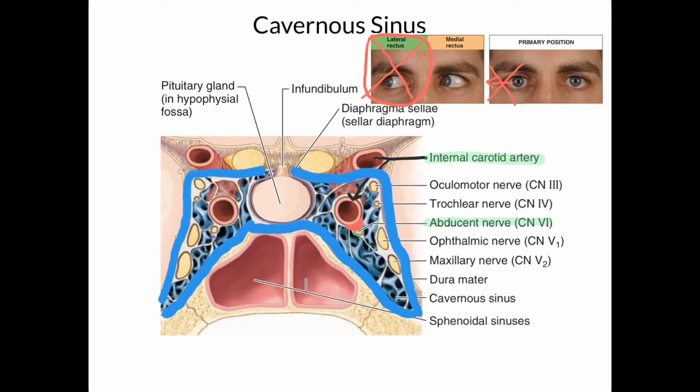We would like to know all the structures within the blue boundary because these are the structures within my cavernous sinus, especially as it pertains to my cranial nerves. We're going to have cranial nerve 3, oculomotor, cranial nerve 4, trochlear nerve, cranial nerve 6, abducens nerve, and my cranial nerve 5, V1, ophthalmic, and maxillary nerve V2.